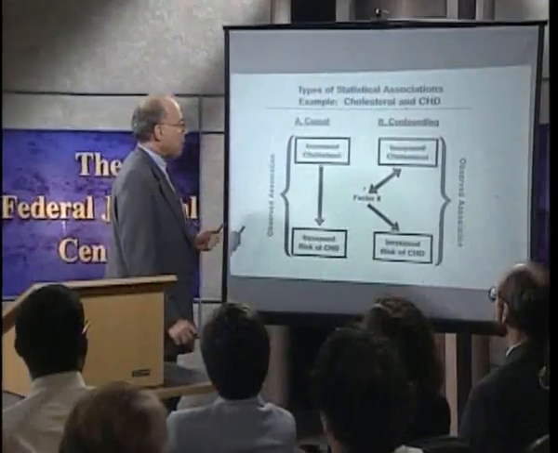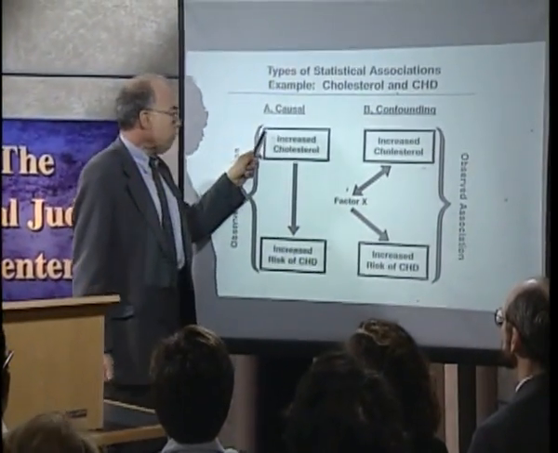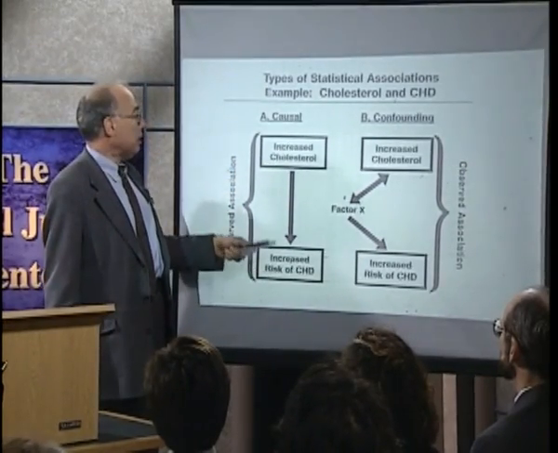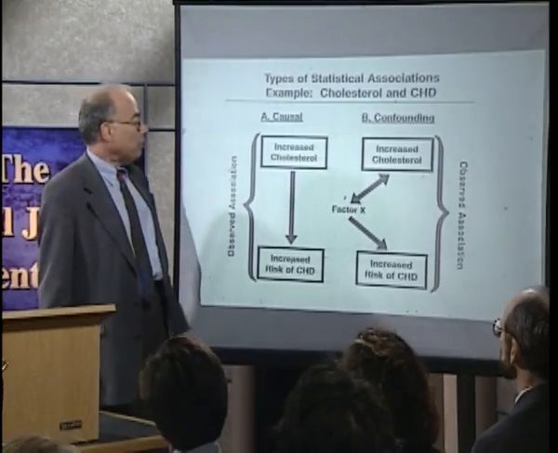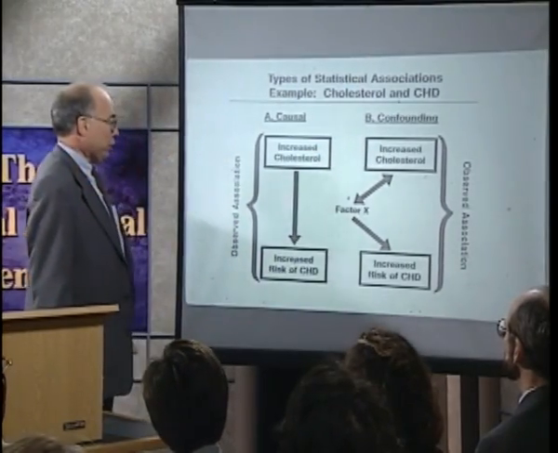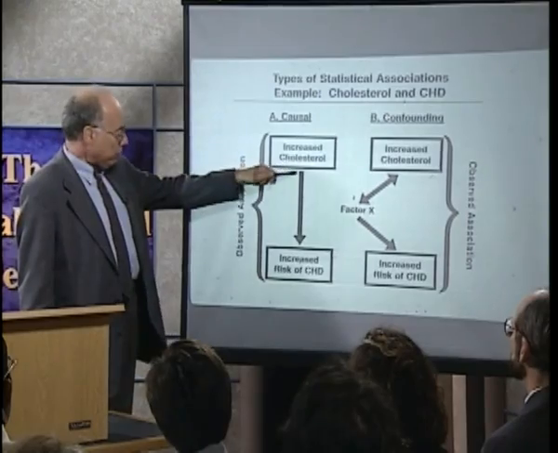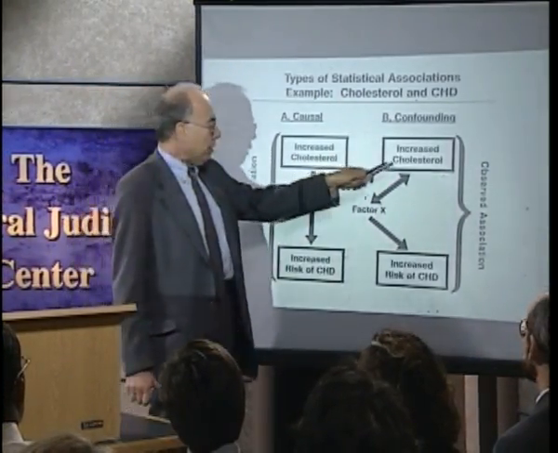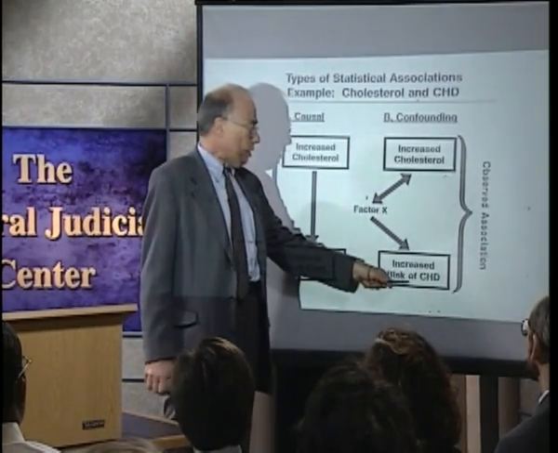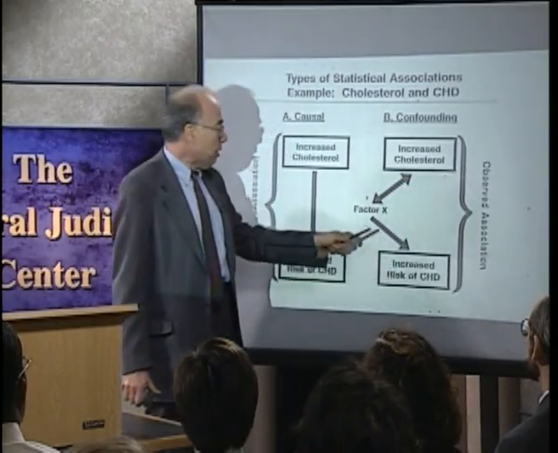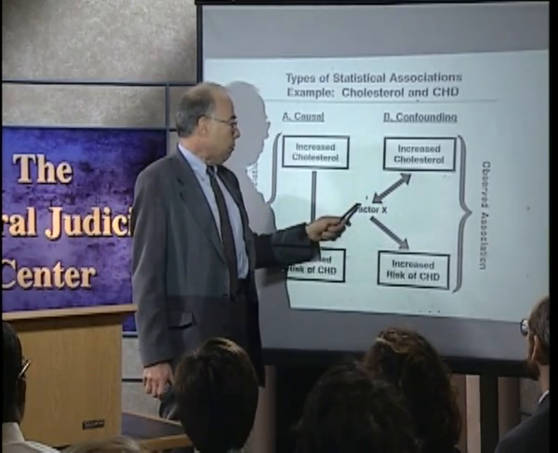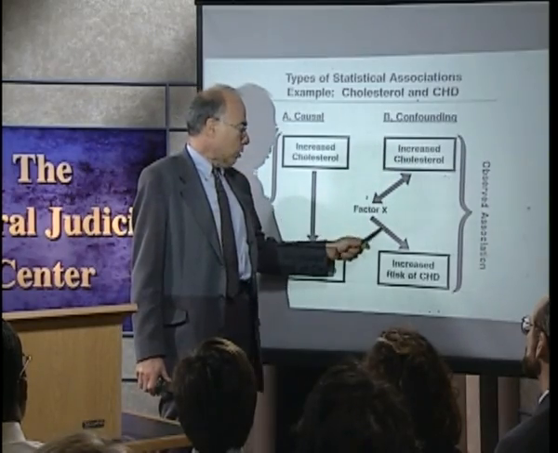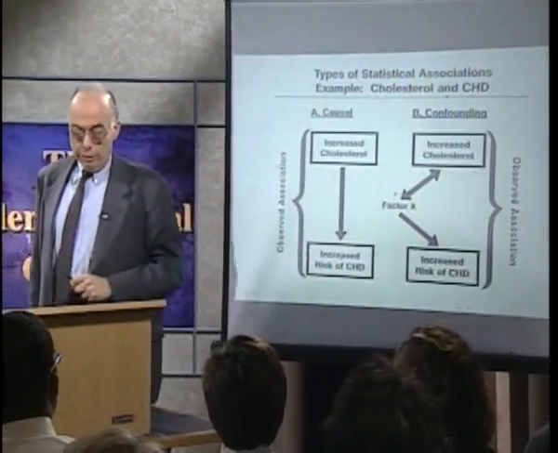this slide shows two possible interpretations of the well-known association of increased cholesterol and increased risk of coronary heart disease. On the left is a causal relationship, on the right is a confounded relationship. Here we see that increased cholesterol causes an increased risk of coronary heart disease. Here we see that increased cholesterol is observed to be associated with an increased risk of coronary heart disease, not because they're causally related, but because a third factor, called factor X, is linked to increased cholesterol and is a cause of coronary heart disease.